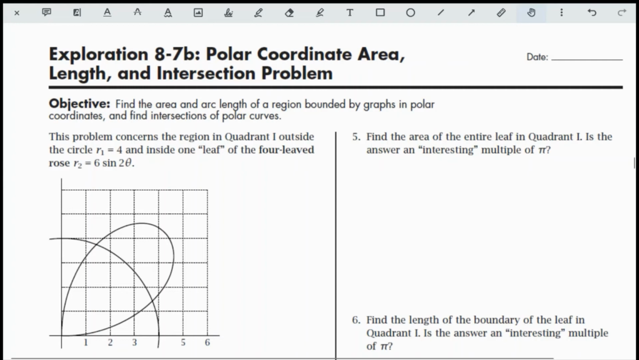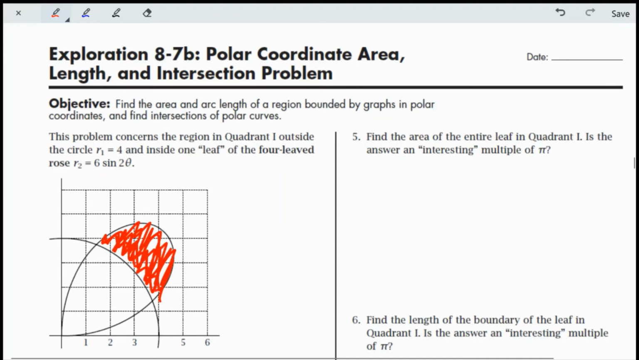So this one, what they're wanting us to do is find the region in quadrant 1 outside the circle r1 equals 4, and inside one leaf of the 4-leaf rose r equals 6 sine 2 theta. So the region that we're trying to find the area of is actually this region in here, right? When you think of how to do this with the areas, we were taking really small sectors. And if you think of how my sectors are set up here, if I got the area of everything inside that blue sector, that would be the area inside that petal of the 4-leaf rose.